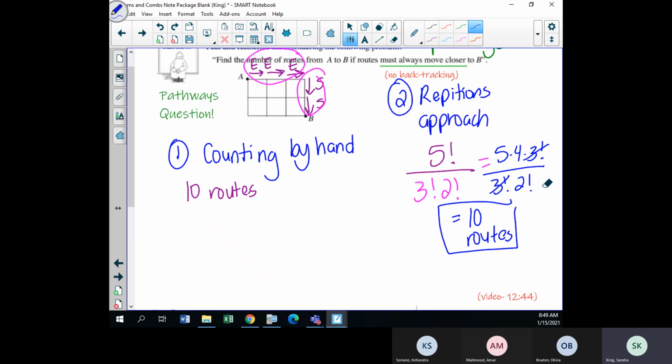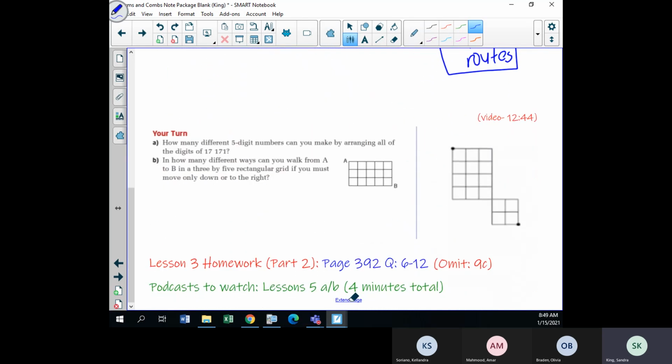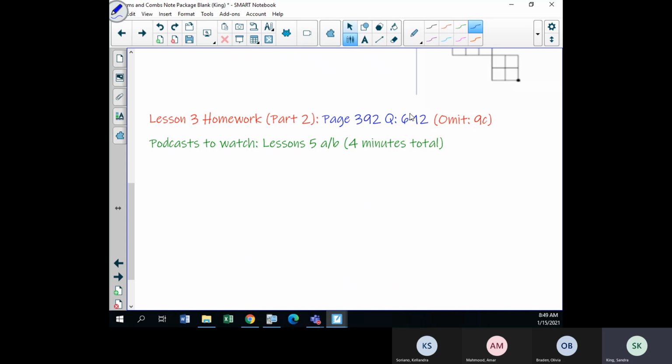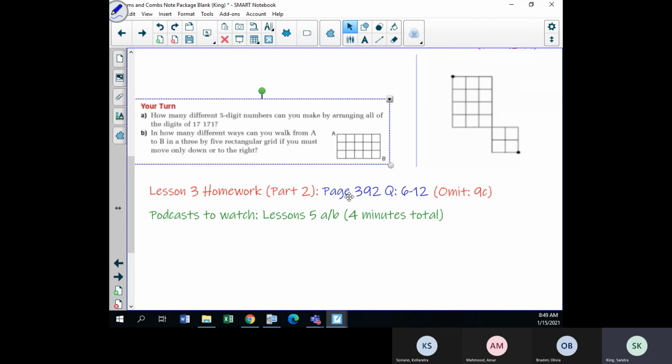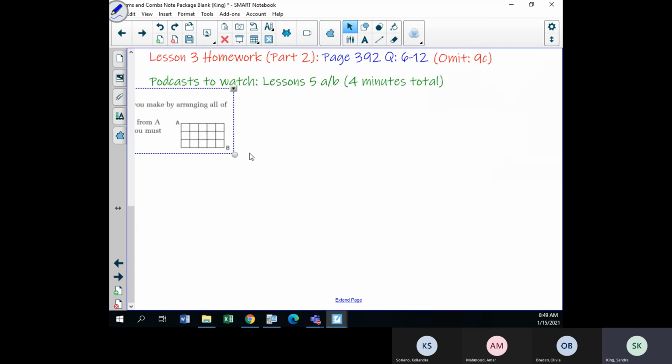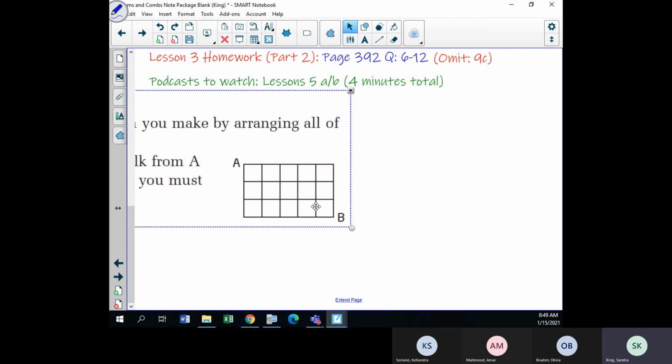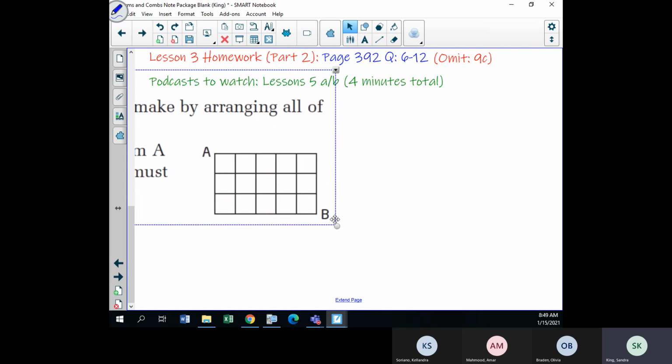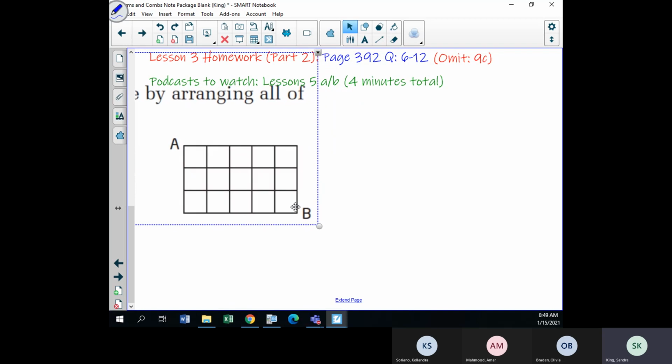Okay, just because I like this question, and it's going to be on your test, let's do 2 more different rectangles. So I need you to find in your workbook somewhere, like maybe flip to the beginning or the end, wherever you have those blank pages. And I want you to draw, we're going to do 2 more. I want to do it by counting by hand and the repetitions approach. So draw yourself a rectangle, and I want your rectangle to have 5 columns and 3 rows.